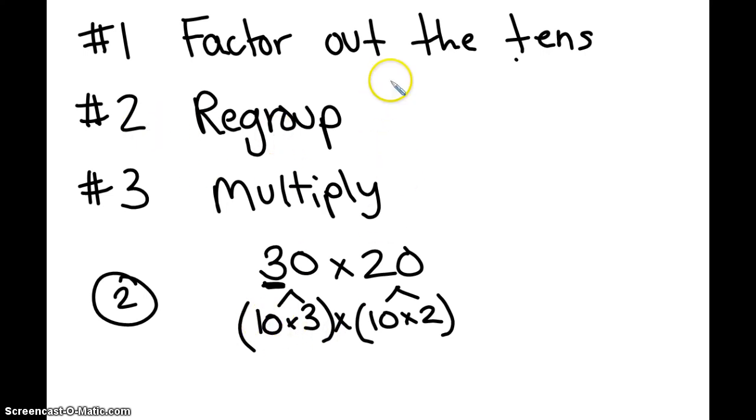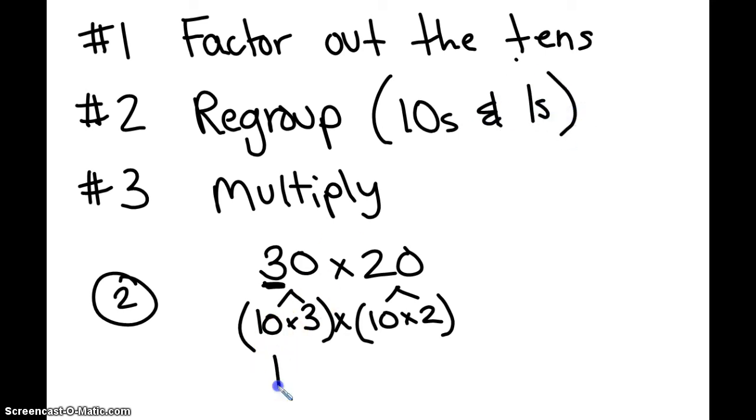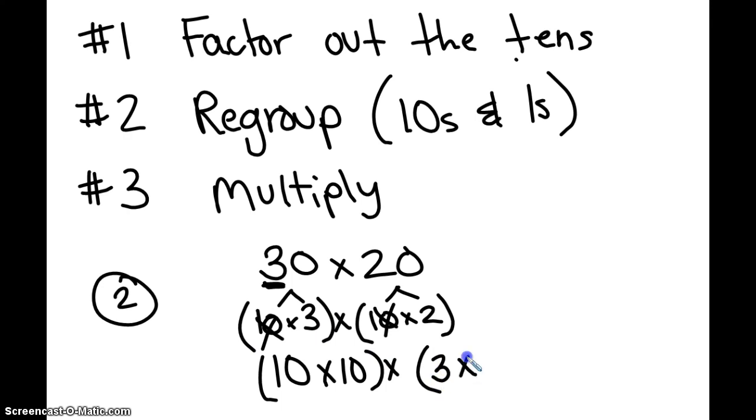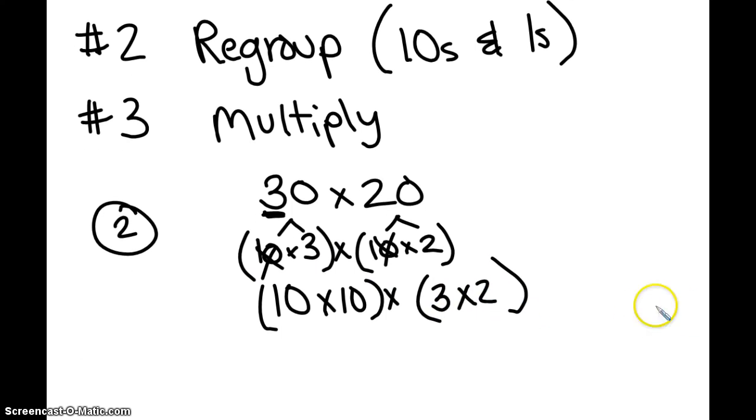So we want to put, and in your notes it should say like this, tens and ones. So we're going to put the tens together. So we have 2 tens, 10 times 10. We're going to move them over here so they're together. And then we're going to put the ones together. So we have a 3 and a 2. Okay, so we regrouped. And move this down.